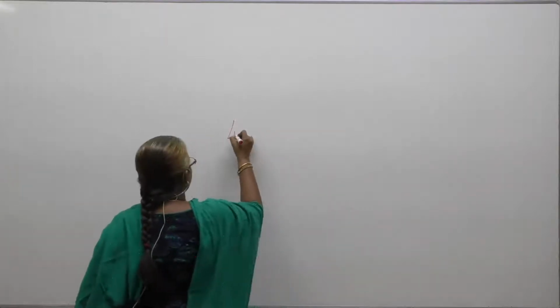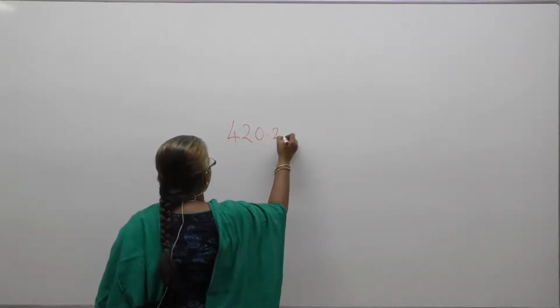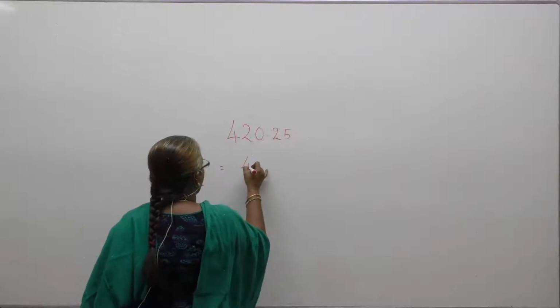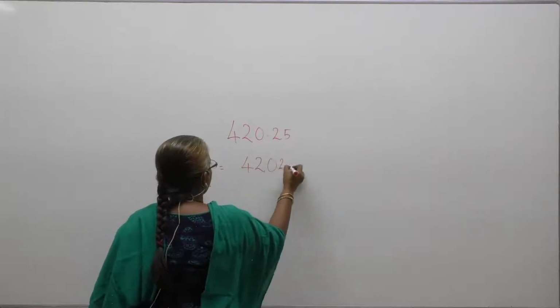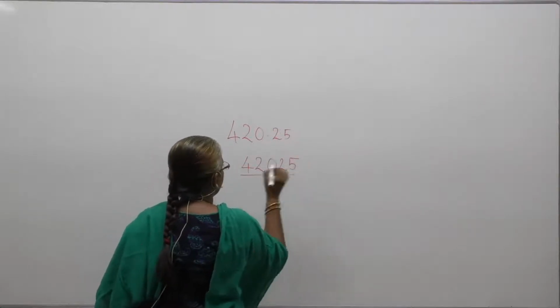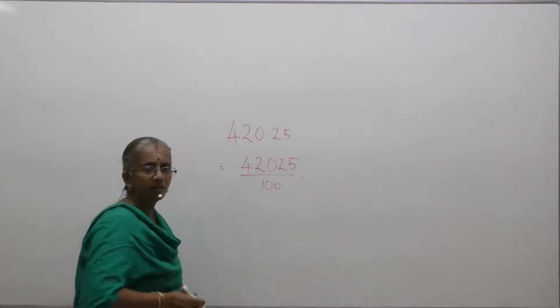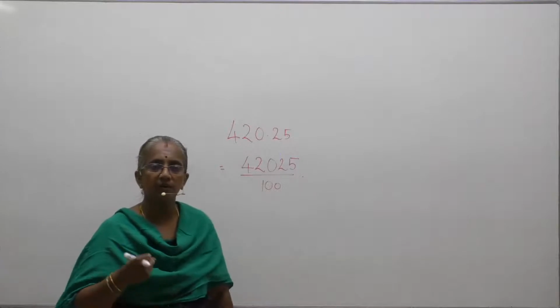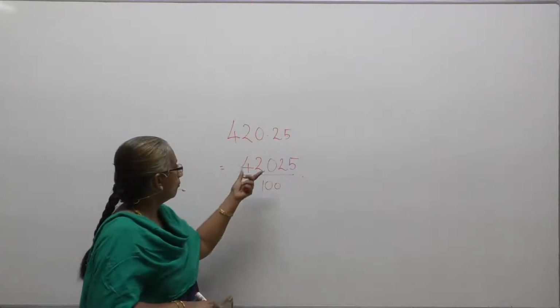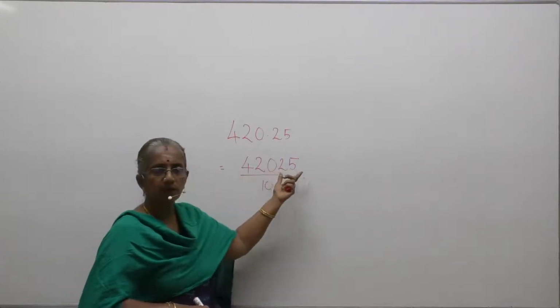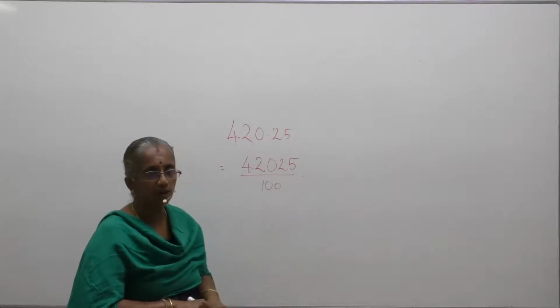So what you would do is 420.25. This can be written as 42,025 divided by 100. You know that 100 is a perfect square. 100 is the square of the number 10, correct? Now, for 42,025, for this you need to do prime factorization.